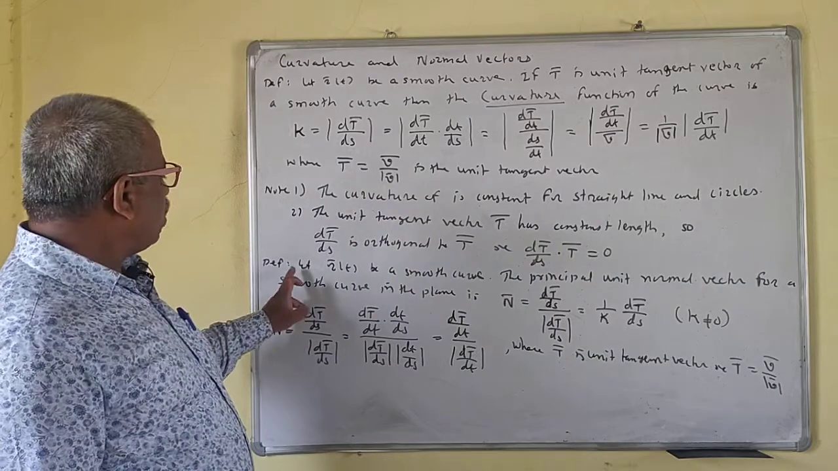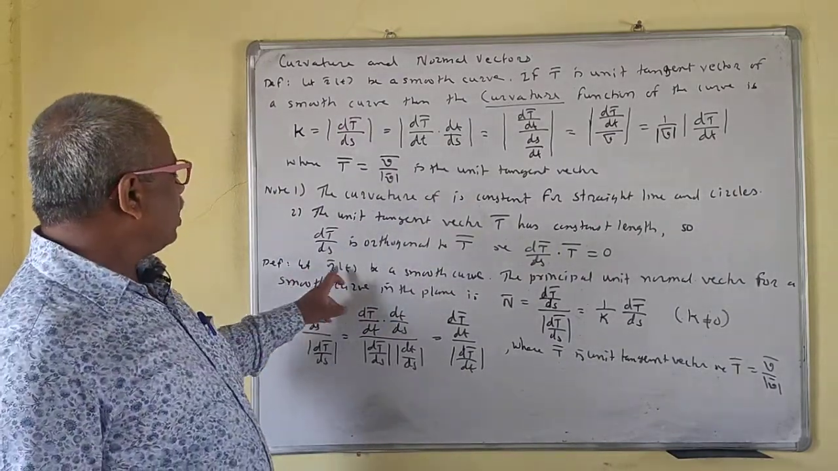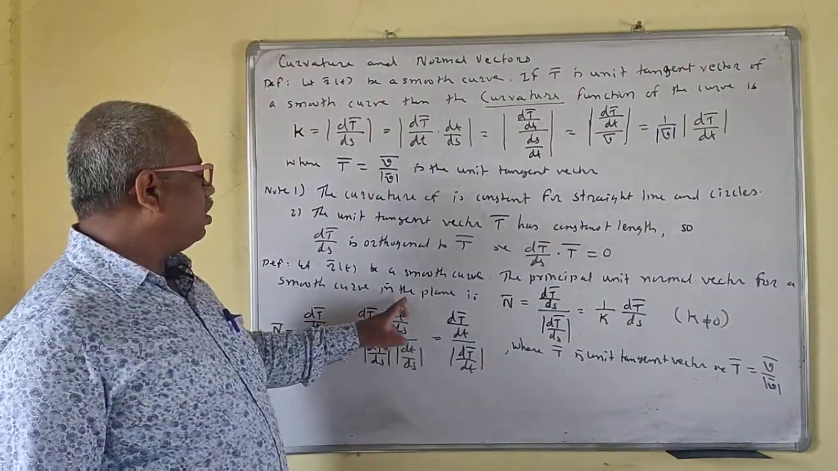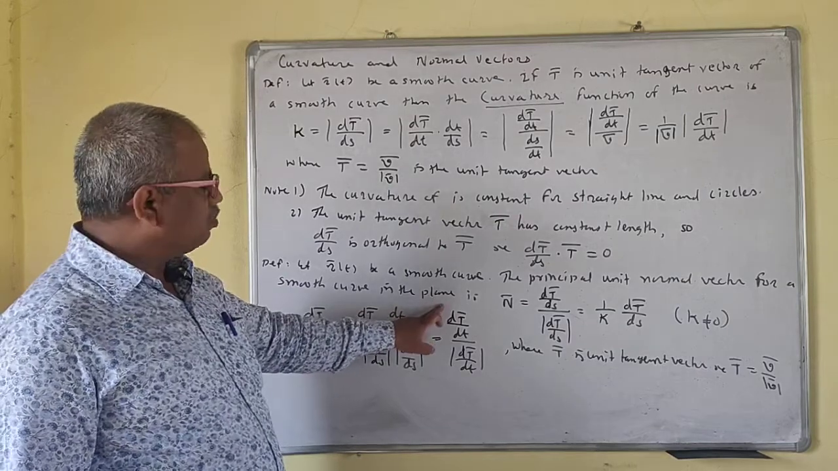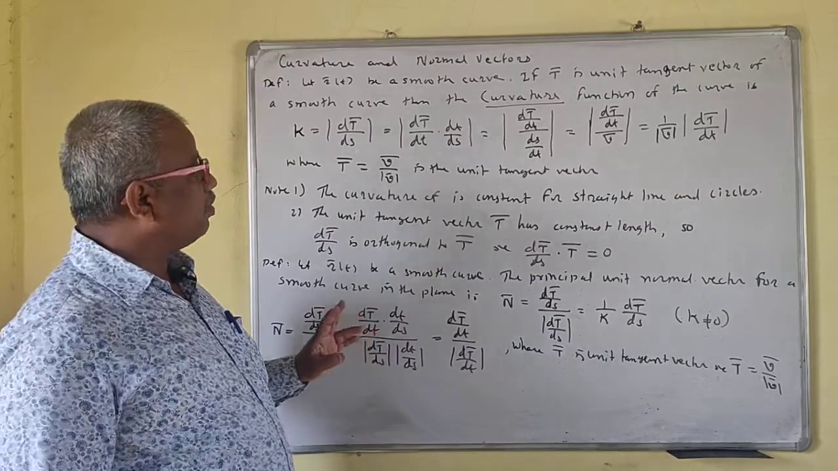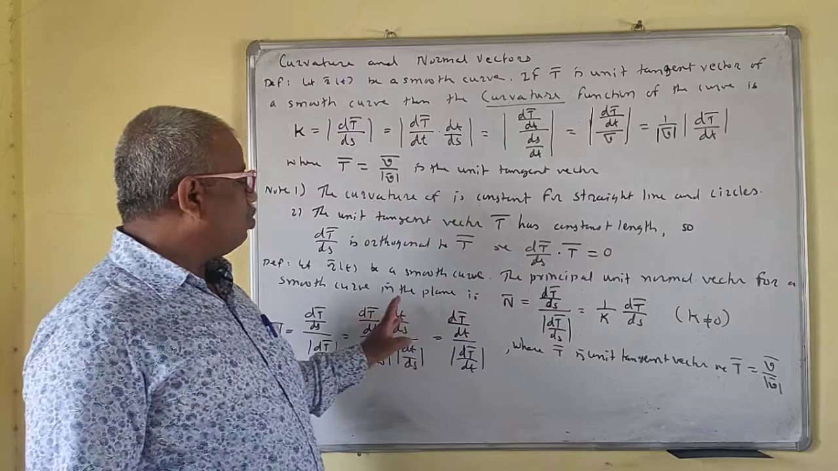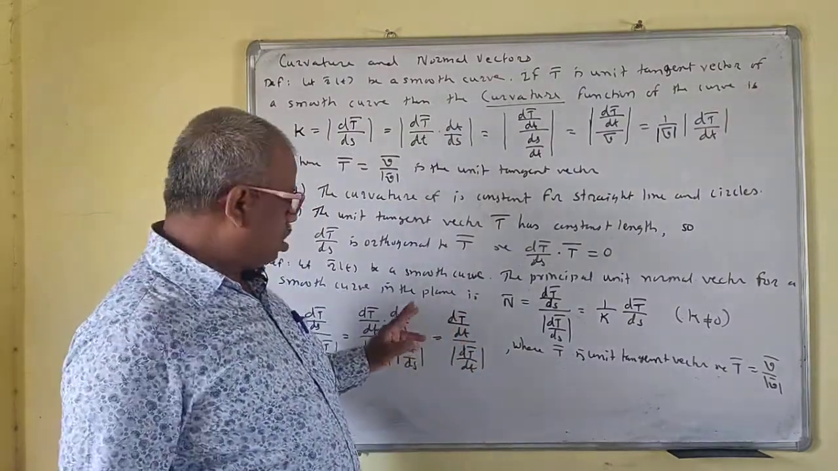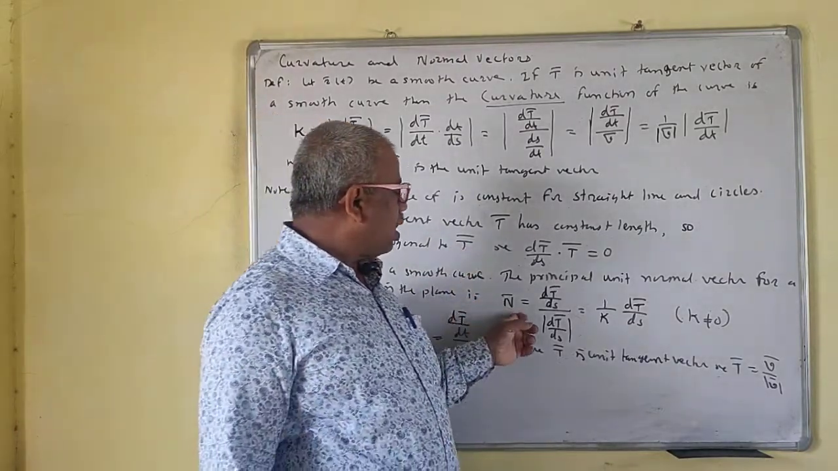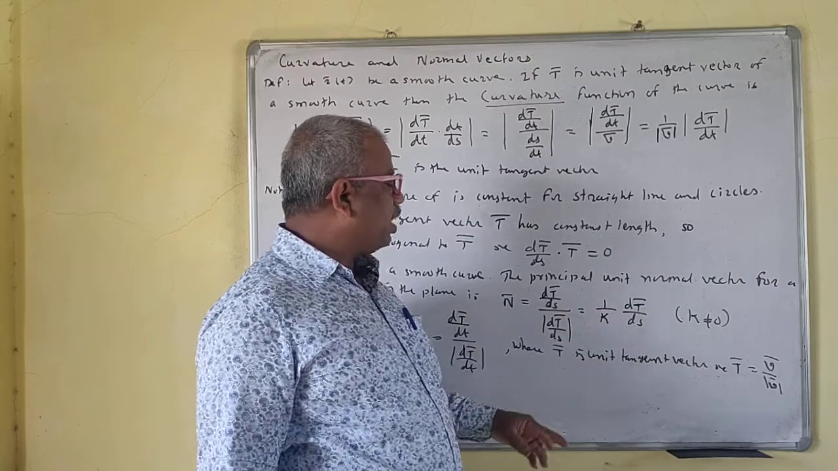Now we will define the normal vector. This is called the principal unit normal vector. Let r bar be a smooth curve. The principal unit normal vector for a smooth curve in the plane or in space, whatever they want, just write in the plane or in space. Same as for curvature, we will not write a separate definition for space. So N bar is dT bar by ds divided by its magnitude. This is the formula.